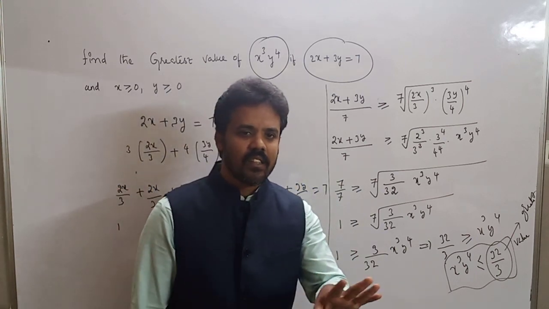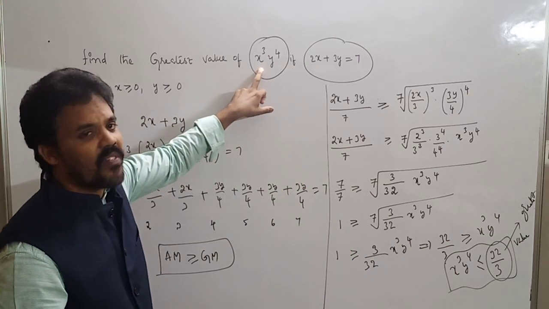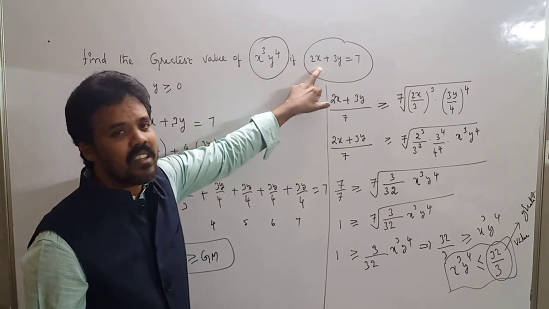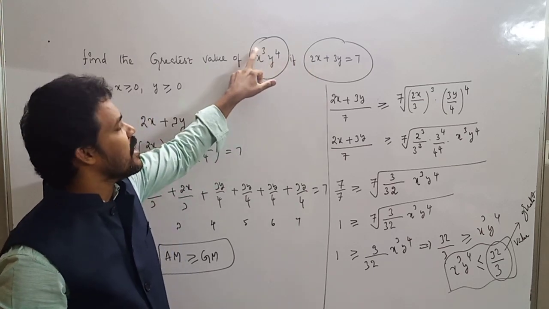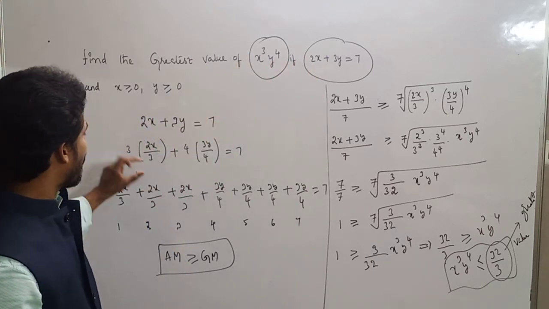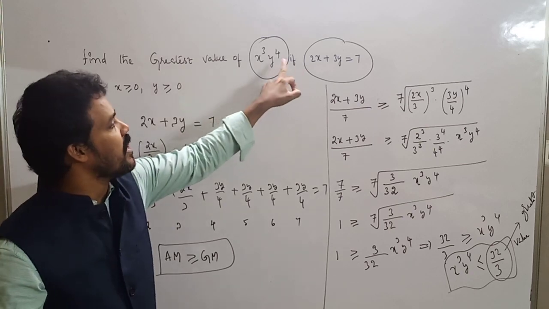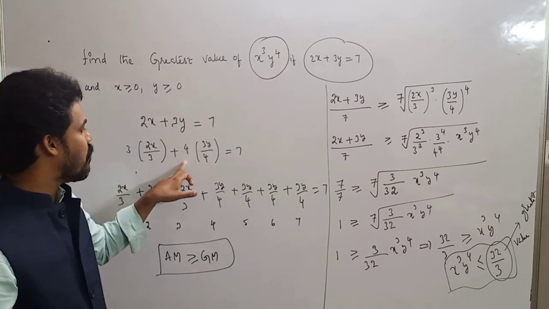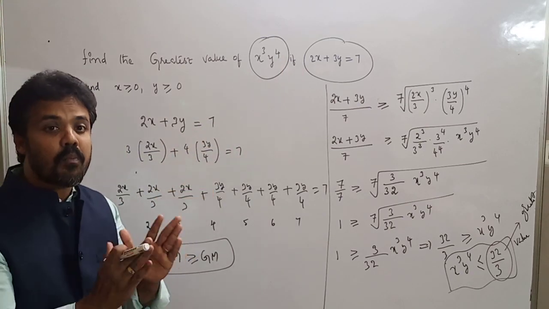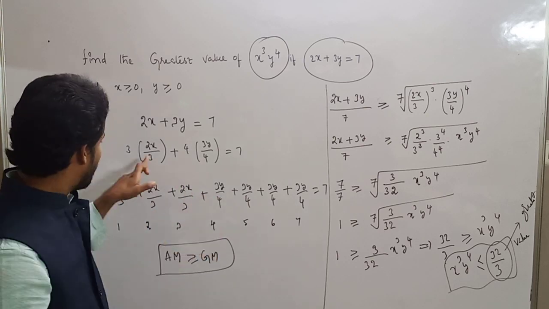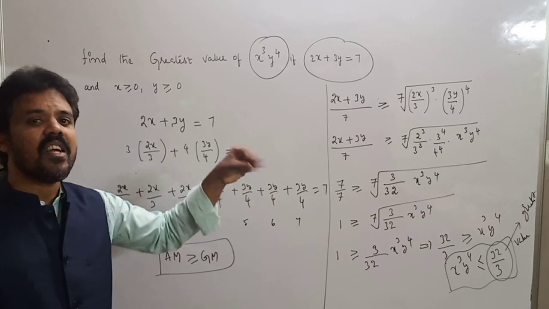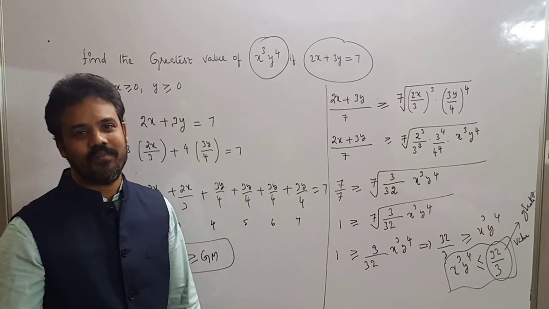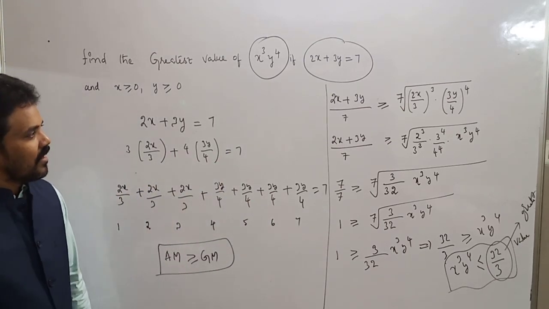The thing is, you just see the powers of x and y and convert the given condition into those powers. That means here, since the power is 3, you just multiply and divide by 3. Since the power is 4 for y, you just multiply and divide by 4 and split into that many terms. Here 3 terms, here 4 terms. After that we apply AM greater than or equal to GM. Okay students?